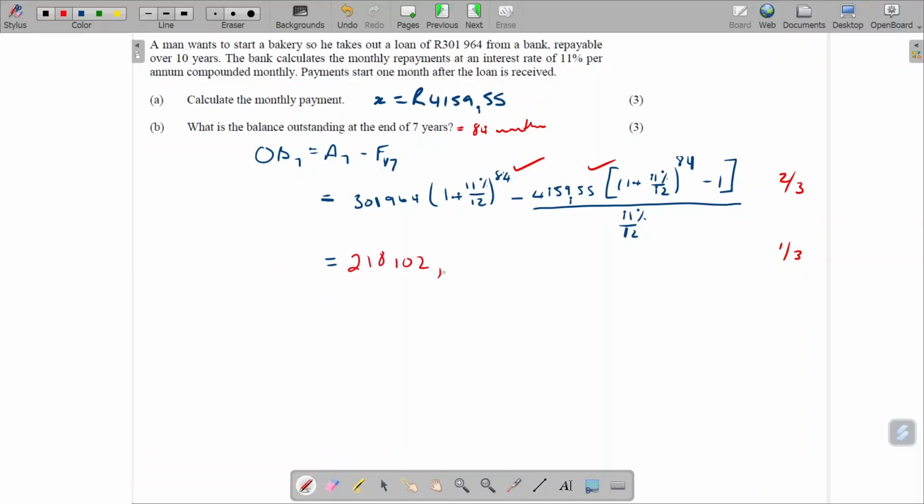Again, it's crazy to think that after 7 years, he's only paid about 80,000 off. But over the next 3 years, he'll pay the rest of this amount off. Quite crazy that this is what's happening.